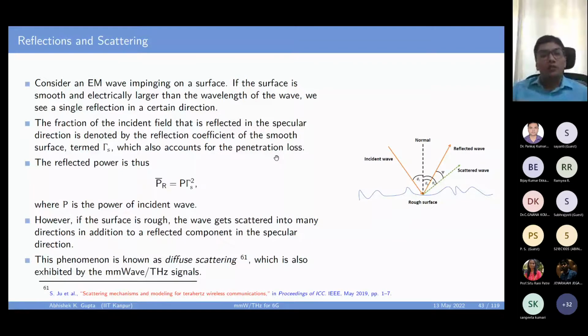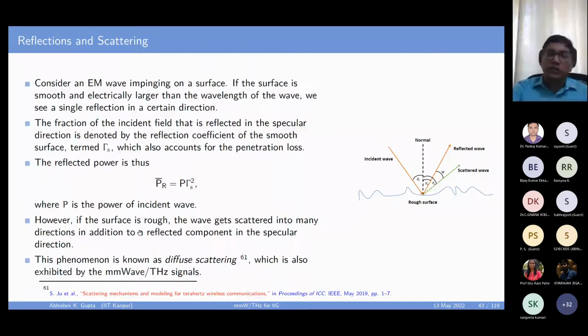There is some loss, some signal which is lost in this reflection, and because of that you have a reflection coefficient. If you have an incident wave here, and it reflects back at the same angle, the reflected power is given by the transmitted power times gamma s squared. This is when the surface is smooth.